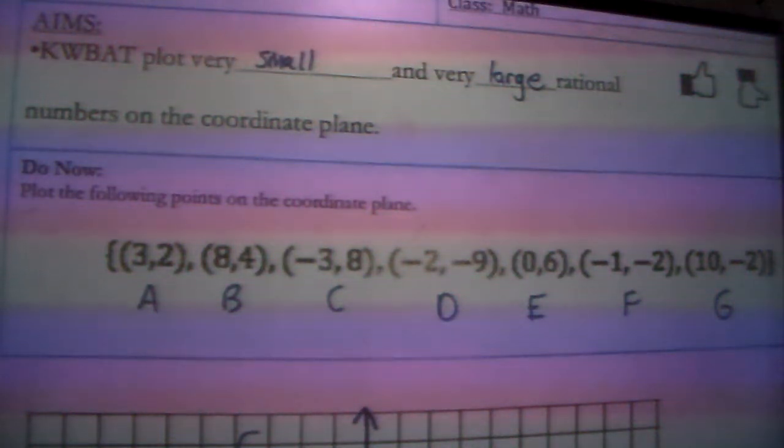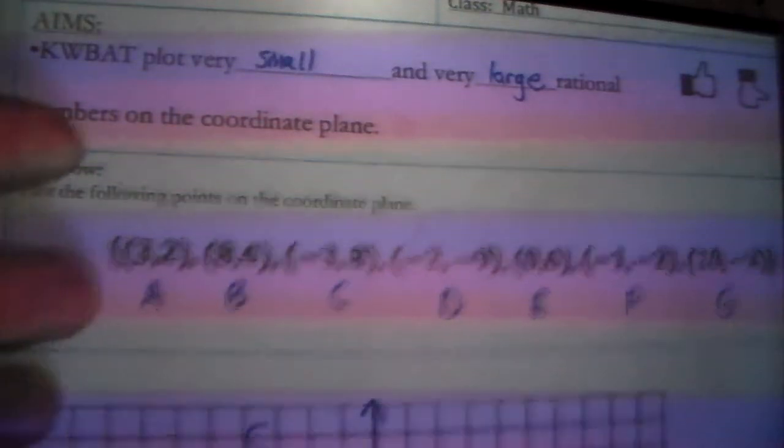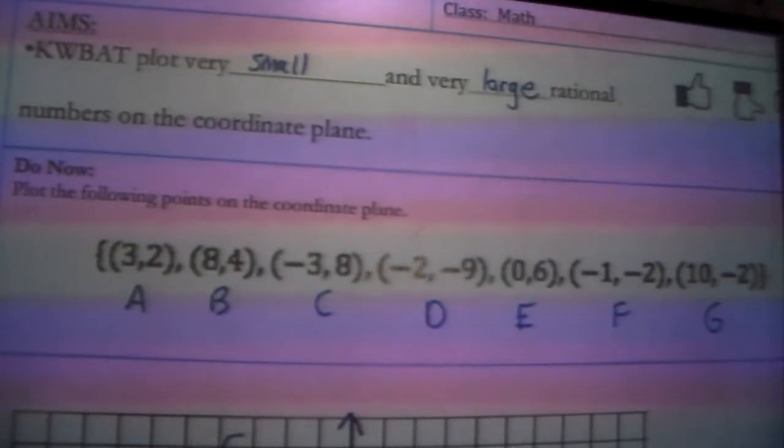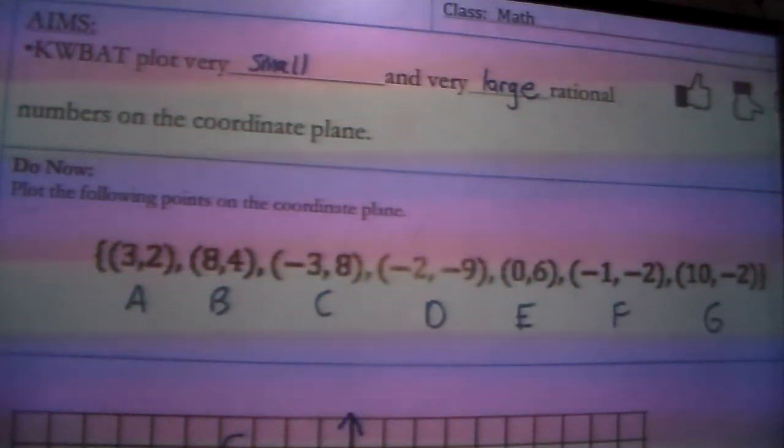Okay, so today we're looking at Module 3, Lesson 17. First things first, make sure you've got your aim up there written exactly how you need it. Kipsters will be able to plot very small and very large rational numbers on the coordinate plane.